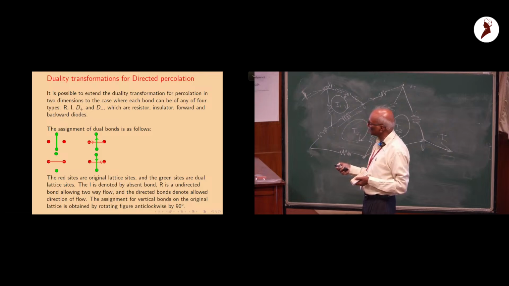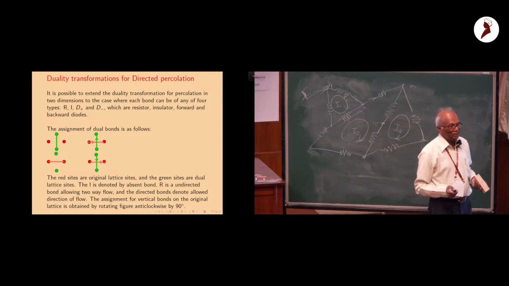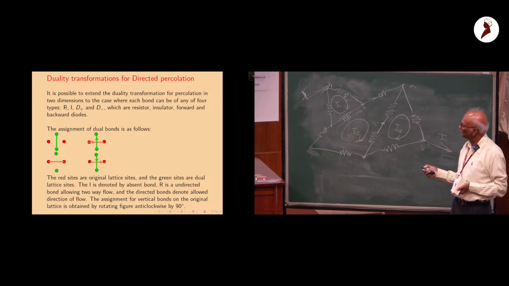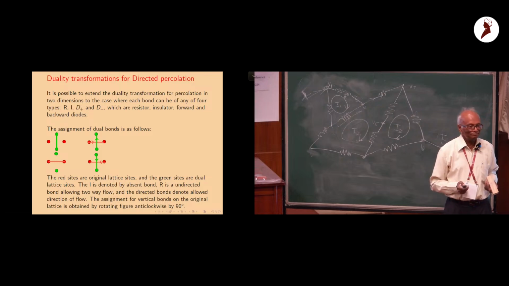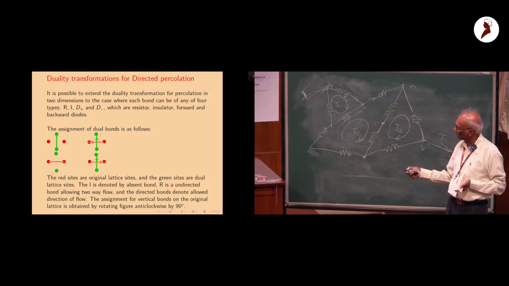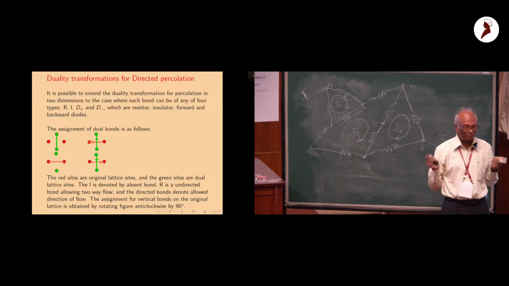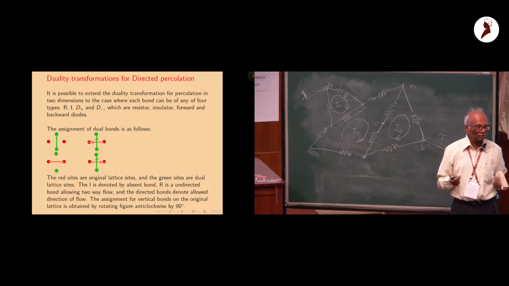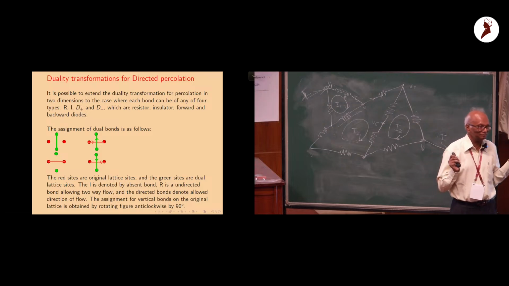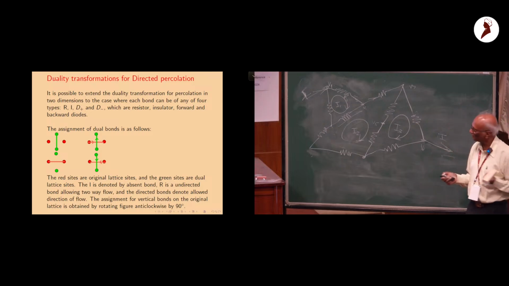Okay, now the dual bonds are assigned as follows. If in the original problem the red bond is not present, then the green bond is said to be present. If it is forward biased, then the green will be forward biased. And if the red bond is present, then the green bond is absent. R goes to I, I goes to R, and D plus goes to D plus and D minus goes to D minus in the dual case.